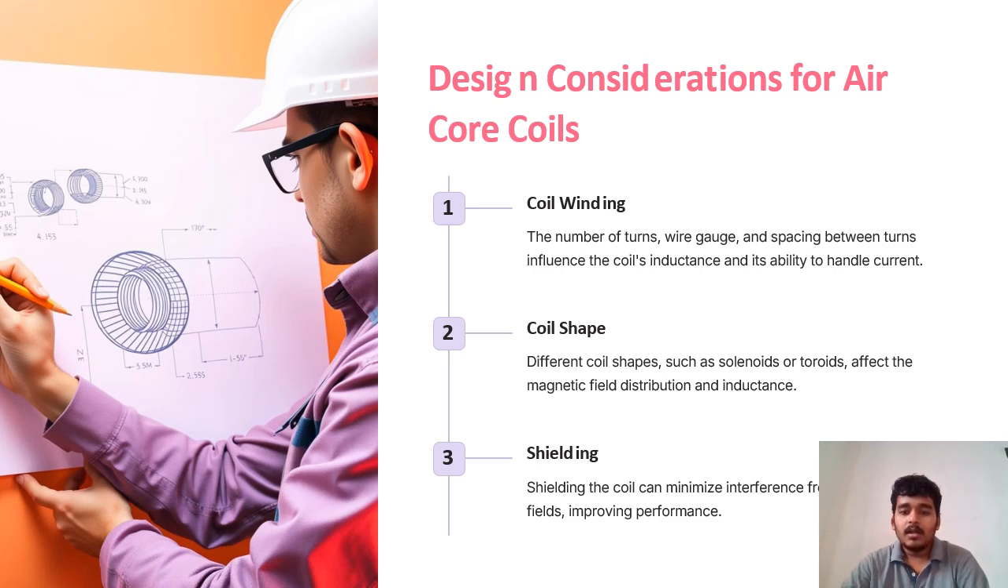Coil shape: different coil shapes such as solenoids and toroids affect the magnetic field distribution and inductance. Shielding: shielding the coil can minimize interference from outside fields, improving performance. Different types of shielding can minimize the coil copper length and improve the performance.